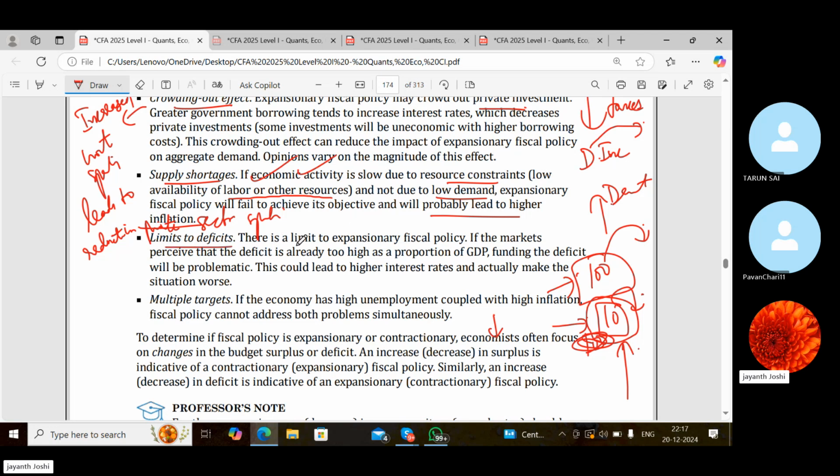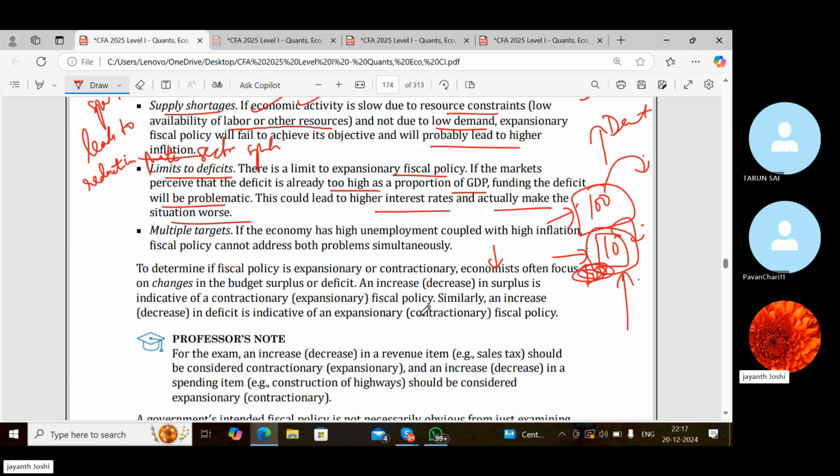Limits to deficits. There is a limit to expansionary policy. If the markets perceive that the deficit is already too high as a proportion of GDP, that means government has less money and funding the deficit will be problematic. This could lead to higher interest rates and actually make the situation worse because they have to again borrow. Multiple targets. Government will have a lot of targets to achieve. If the economy has high unemployment coupled with high inflation, fiscal policy cannot address both problems simultaneously. See what will happen if the inflation is very high.